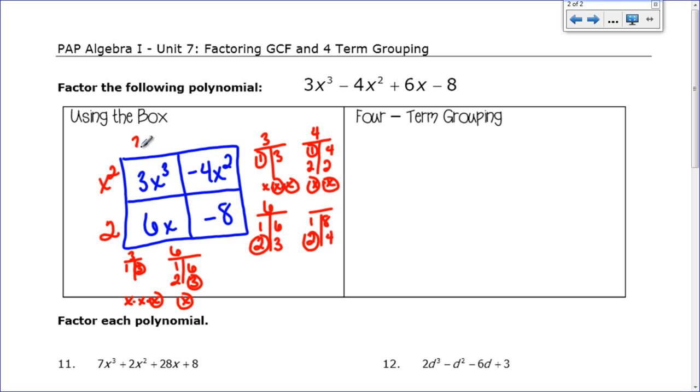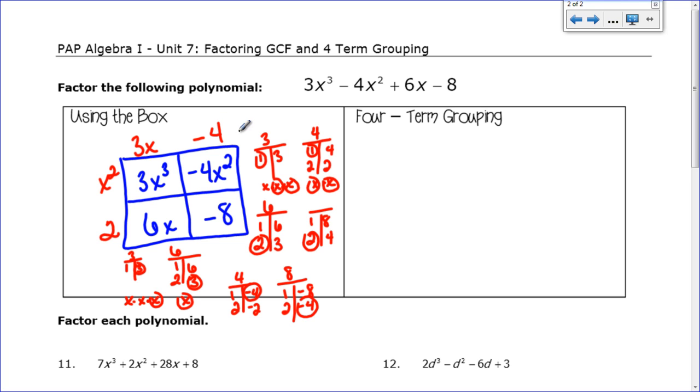So what's left here is the 3 and the x. And then for this next row, they're both negative, so whatever I take out is going to have to be negative. So for my 4, I have 1 and -4. I have 2 and -2. And then for my 8, I have 1 and -8. I have 2 and -4. And that's it. And so they have a -4 in common, and that's all. So I have a -4.